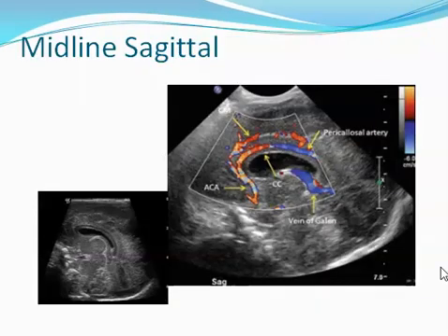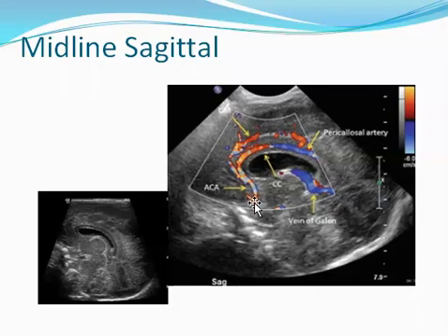The role of color Doppler in the midline sagittal view. When you see this midline sagittal view, as I mentioned previously, you see the cavum septum pellucidum and the corpus callosum over here, and this is the cingulate gyrus. When you turn on the color Doppler and put your box in this area, how many important structures you will recognize in this image.